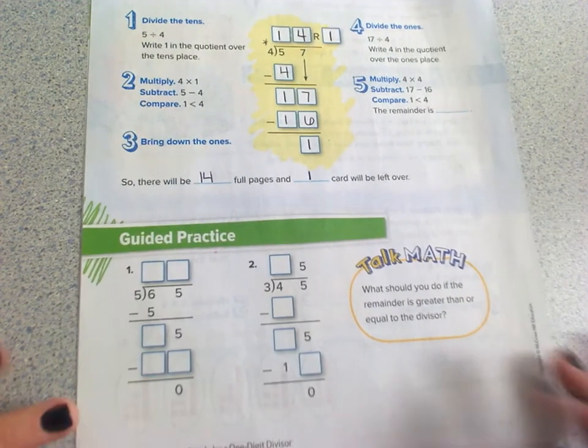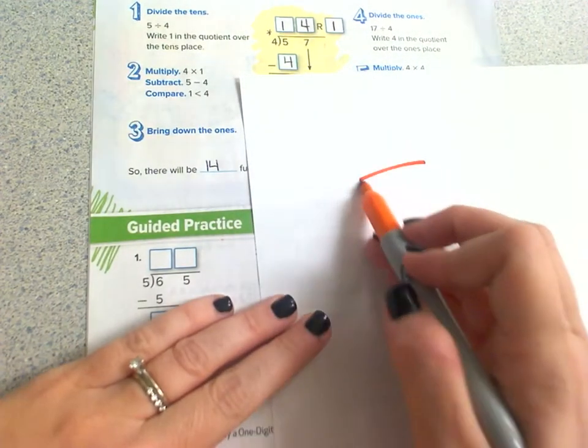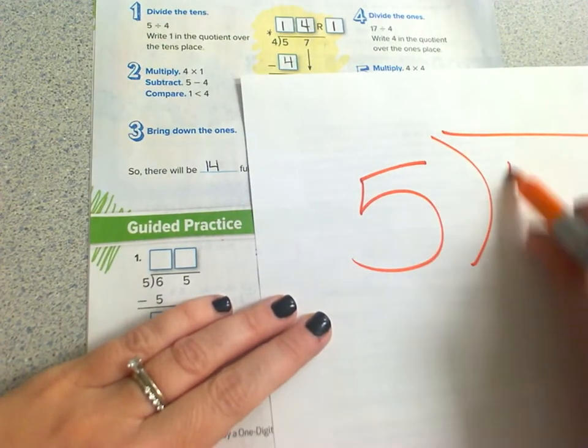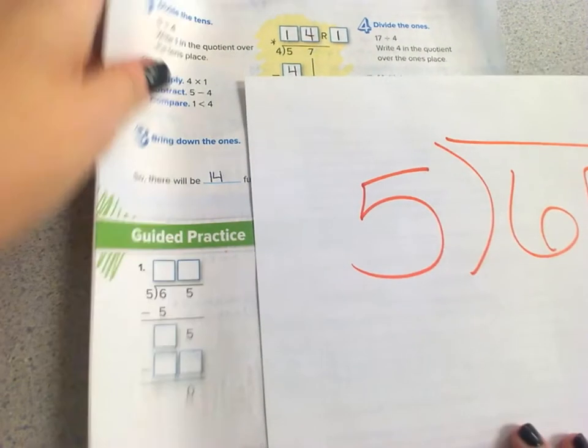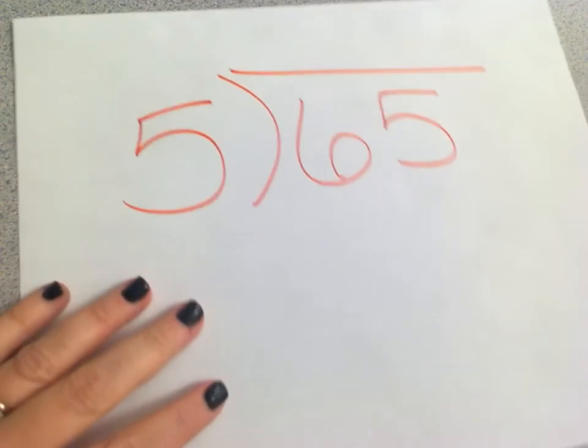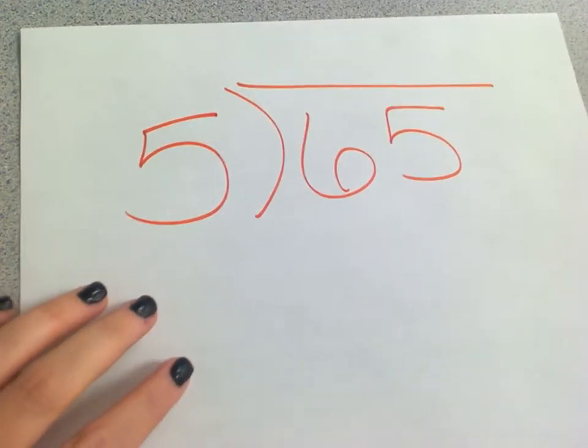Let's look at the guided practice here. We're going to do guided practice 1 and 2, but I would like to do them on a separate sheet of paper. I just like lots of space to keep my numbers organized. Okay, guided practice 1 says 65 divided by 5. And you might be like, Mrs. Armstrong, you read that backwards. Actually, no. When we read division problems, we always read the dividend first.